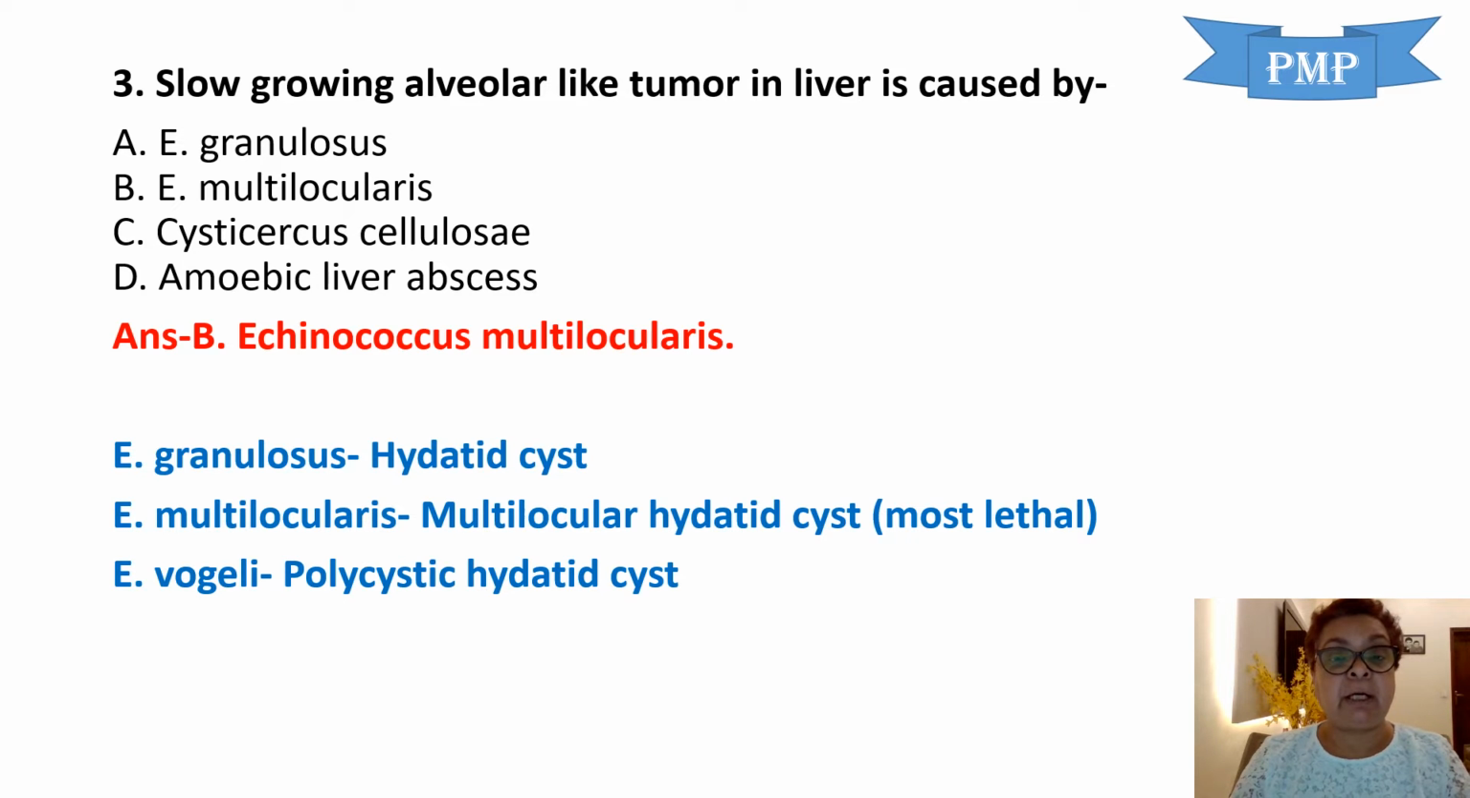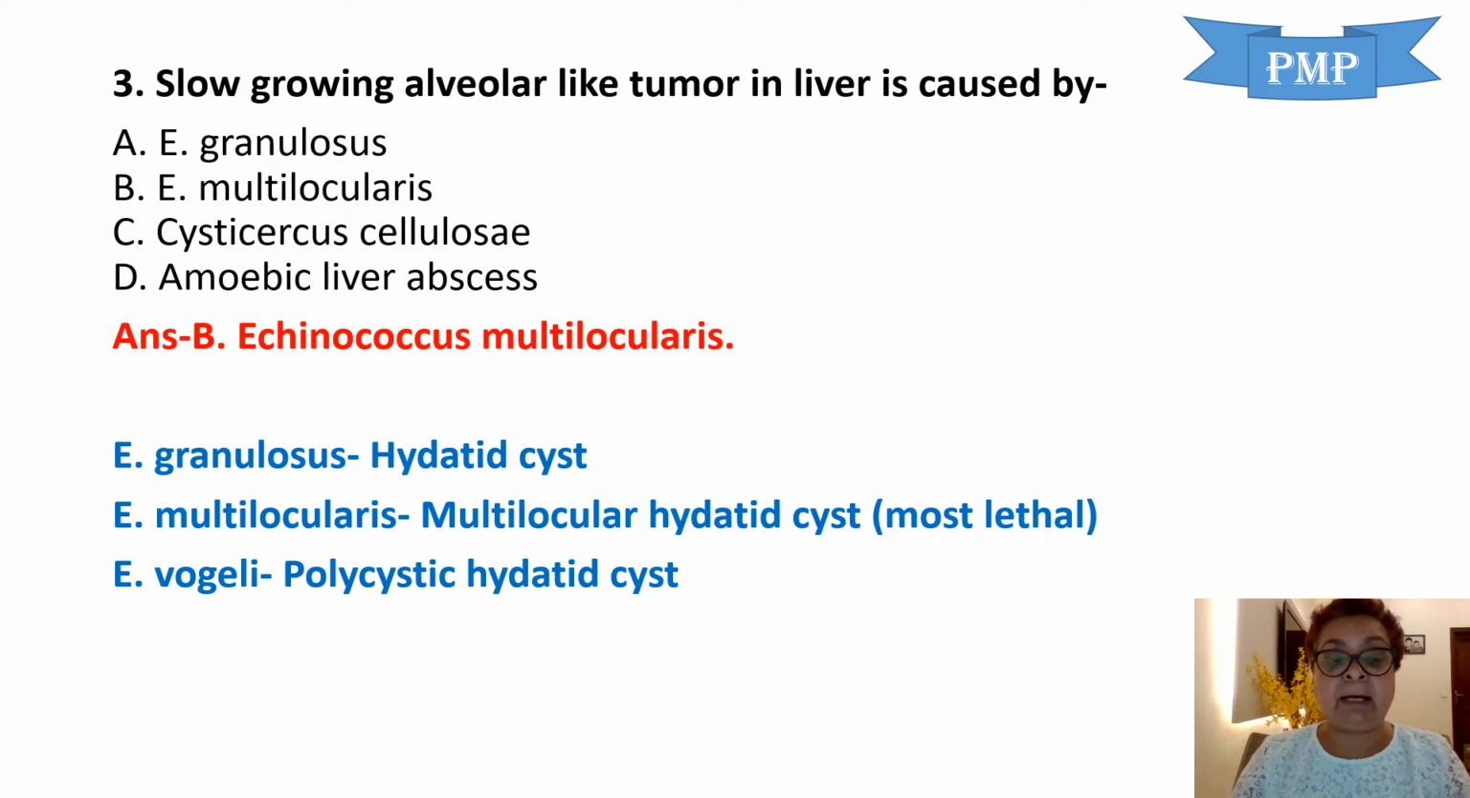Now, we have 3 species of Echinococcus which have been reported to cause human disease. These are Echinococcus granulosus, which is causing hydatid cyst. Echinococcus multilocularis, this causes multilocular hydatid cyst, also called alveolar echinococcosis, and Echinococcus vogeli, this causes polycystic hydatid cyst.